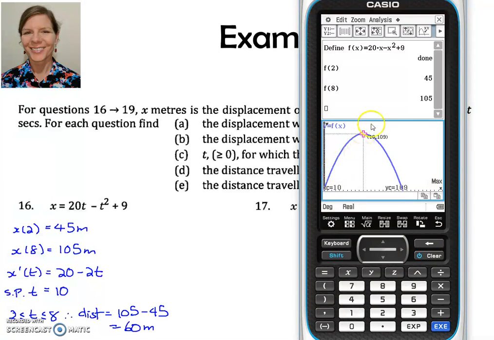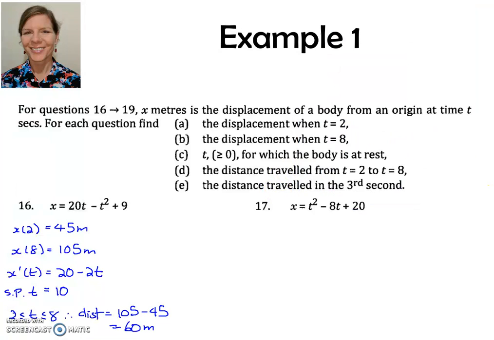So the trick here is always to check where your turning points are, where your stationary points are, are they within the time period or the domain that you've been given, because if the particle turns around within there, you need to take that into account. So that's something you need to be really careful of.